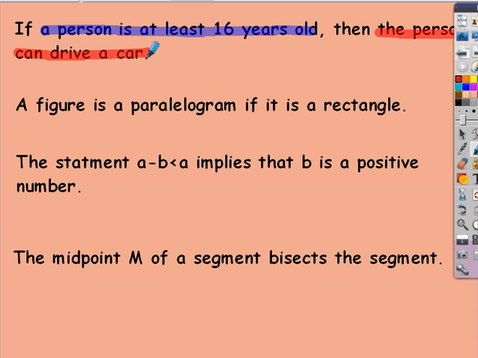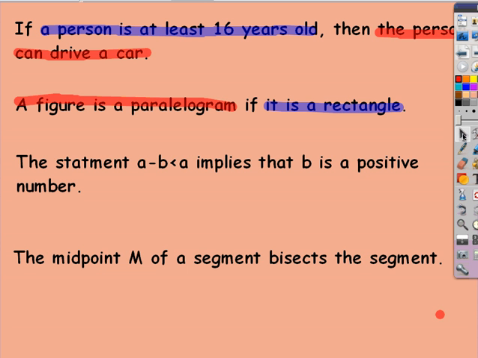And the second one, it's a little harder because it isn't in the form if, then. So we're still looking for those keywords though, that word if and the word then. Don't see any thens, but there is a word if. So the words after the word if, it is a rectangle. That is our hypothesis. Even though it doesn't come first, it's still after that word if. And our conclusion in red, a figure is a parallelogram. So the hypothesis, it is a rectangle. The conclusion, a figure is a parallelogram.